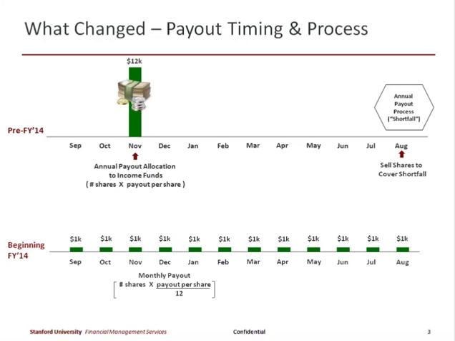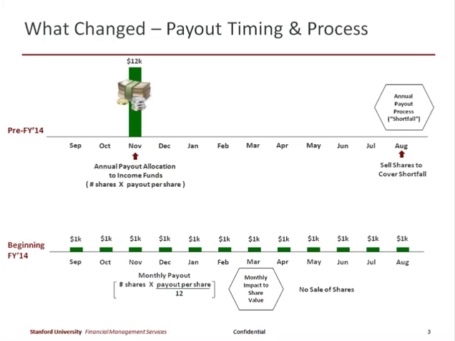In the new method, the amount of annual payout is the same, but it is allocated monthly. Here we see $1,000 distributed to the income fund each month. Monthly payout is now determined by the number of shares held in the fund at the beginning of the month, multiplied by a monthly payout per share. Monthly payout per share is calculated by dividing the annual board-approved payout per share by 12.